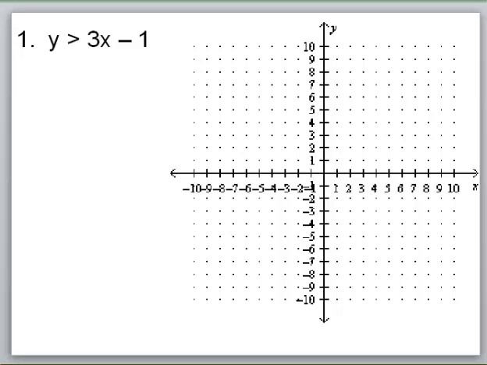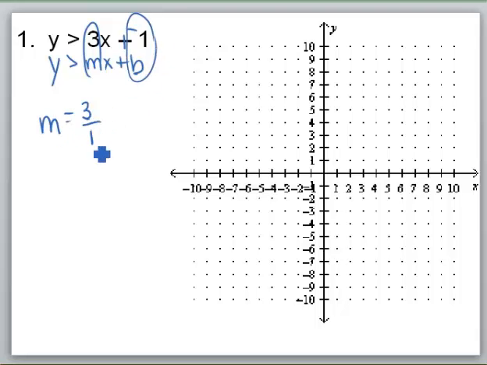So on this problem, what we'll do is we'll go ahead and graph this. And this is in y equals, this is slope-intercept form, y equals mx plus b. It just says y is greater than, and this would be your mx plus your b. So my m is 3 and my b is negative 1. So I'll write that. My m is 3, and I'll denote that as 3 over 1. And my b is negative 1.